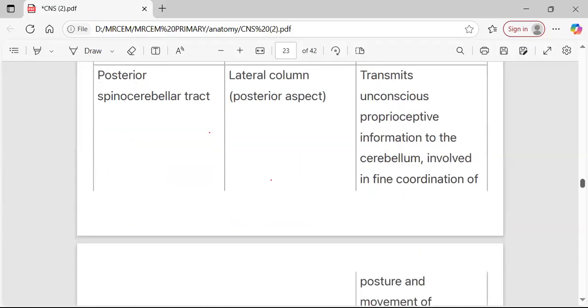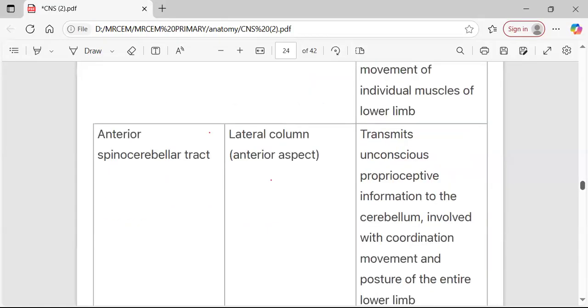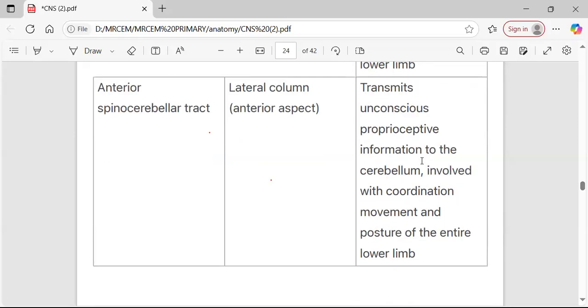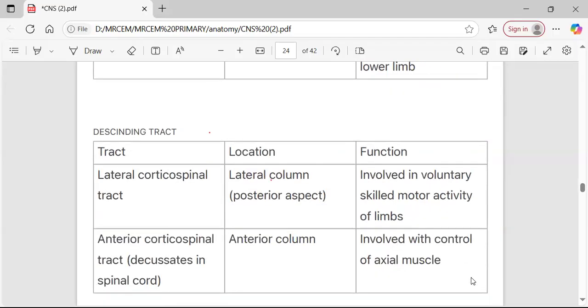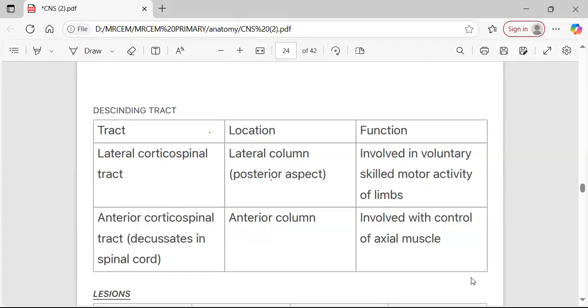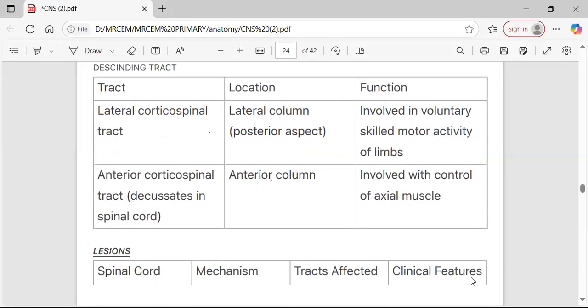The posterior spinocerebellar tract lies in the lateral column and transmits unconscious proprioceptive information to the cerebellum, involved with coordination, movement, and posture of the entire limb. So this is very important. One to two questions are a must from this. The lateral corticospinal tract is located in the lateral column, involved in voluntary skilled motor activity of the limb. The anterior corticospinal tract decussates in the spinal cord, is located in the anterior column, and is involved with control of axial muscles.